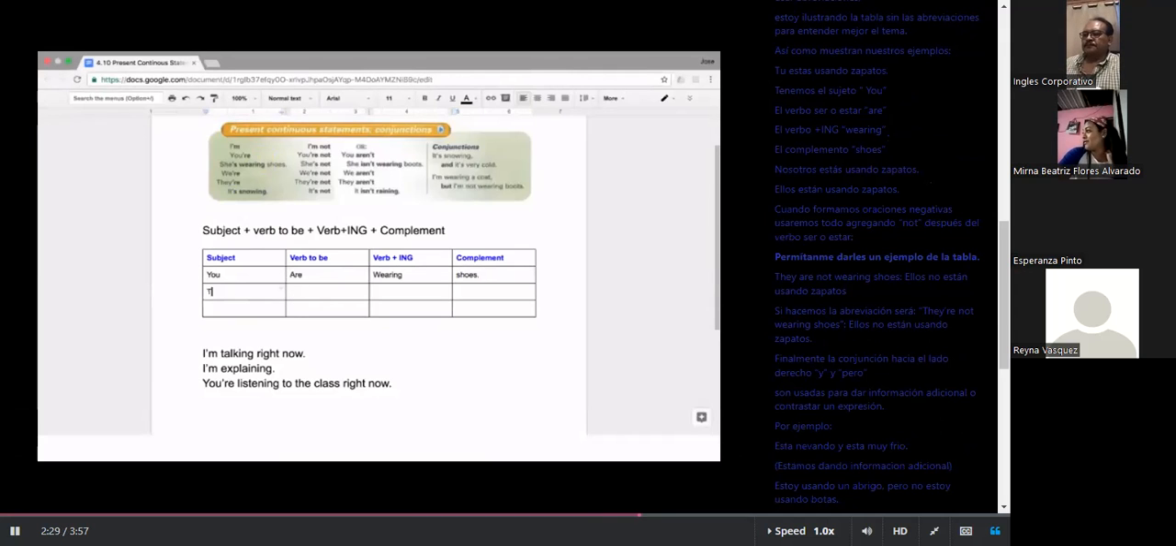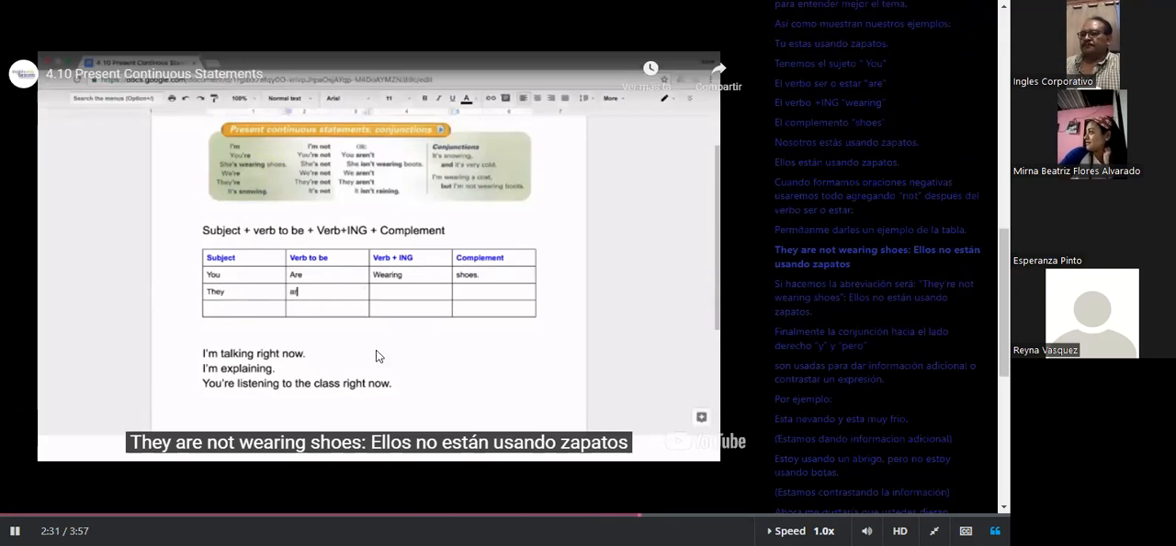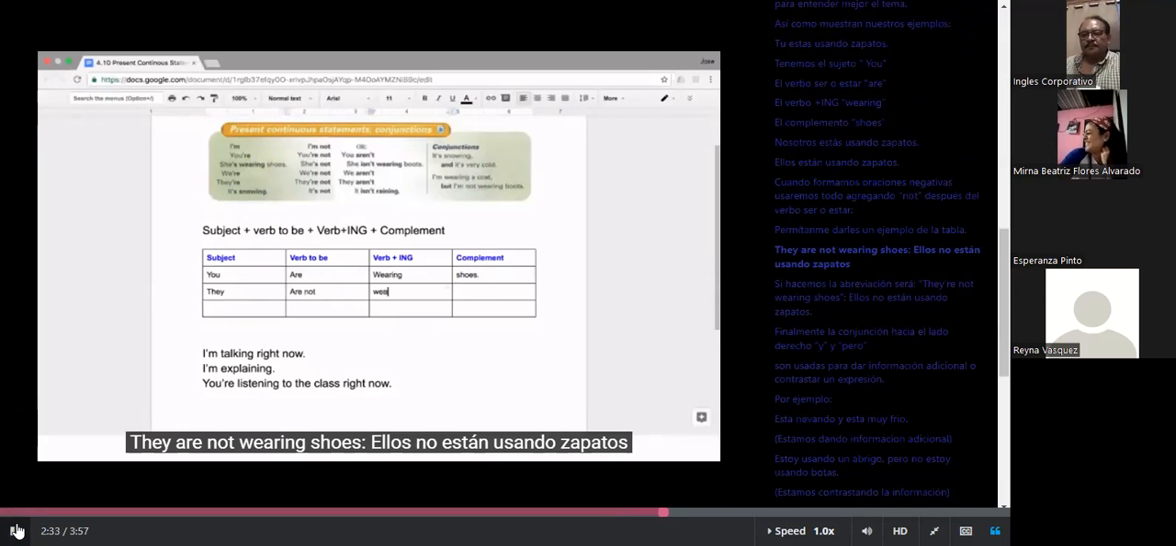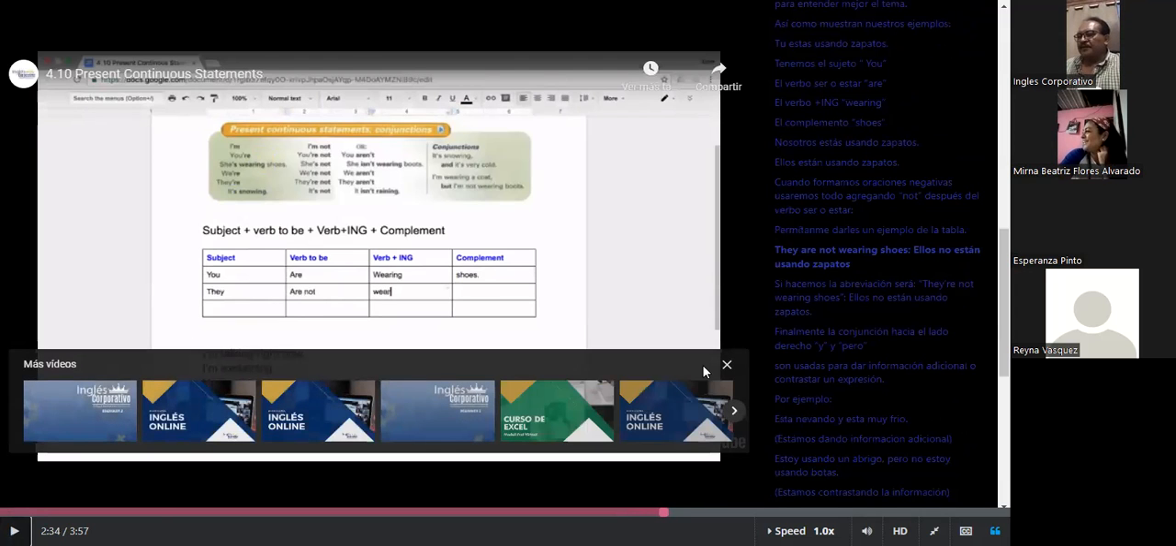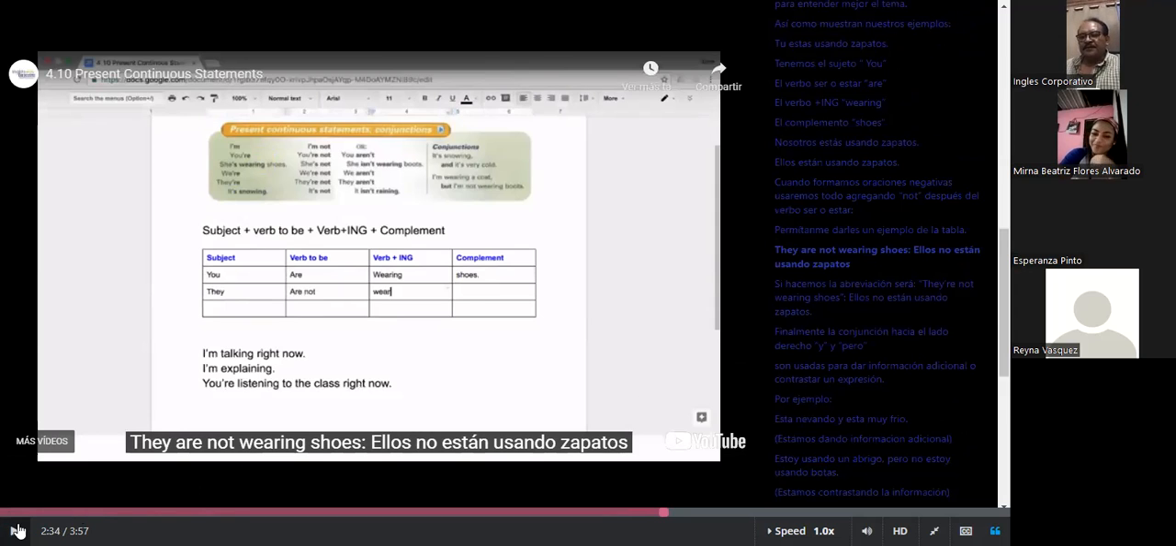Y no le dice a su amiga que siempre que le pasa también. Y ya no le pasa. Don't forget to turn off their microphones, please, for the interruptions.